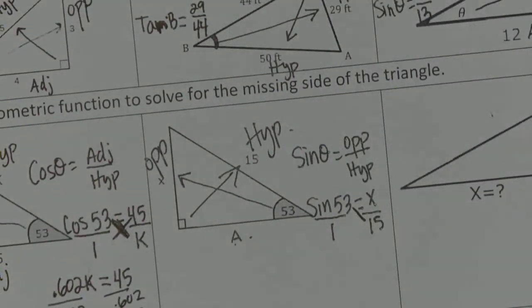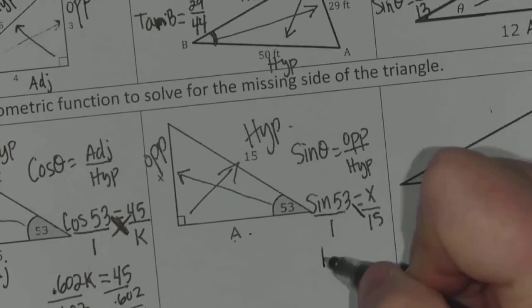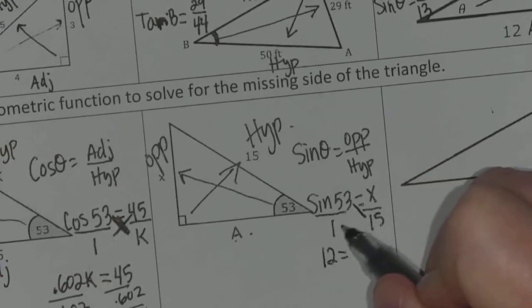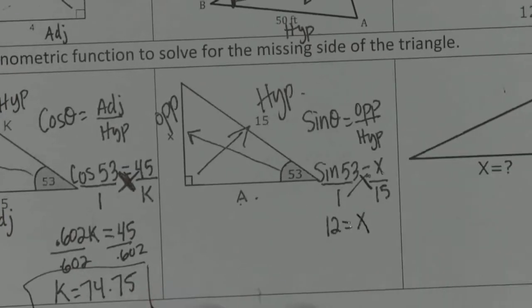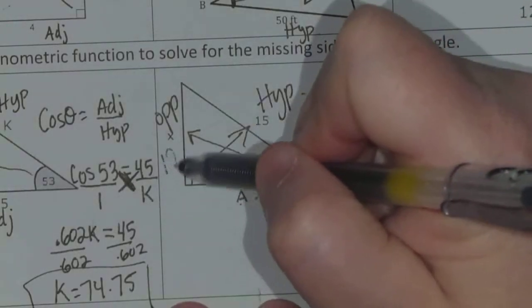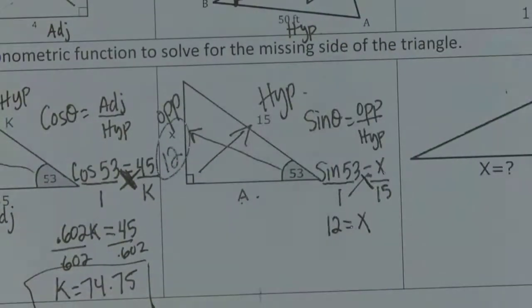So 11 point, yeah, can we round that to 12? Is that okay with everybody? And then this direction I get 1 times x, which is just going to be x. So what I found here was that this side over here measures 12.